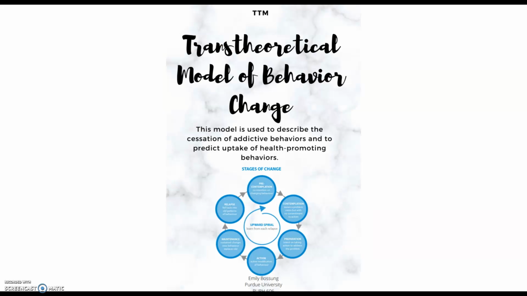When creating my infographic for this model, I was really striving for simplicity and for the definition to be present and for a little glimpse of what the model entails. And so I feel like this infographic really focuses on that. You can see what the model is. The definition is given to us through our textbook. This model is used to describe the cessation of addictive behaviors and to predict uptake of health-promoting behaviors. And then below that, you can see the stages of change model: nice, present, clean, and clear.